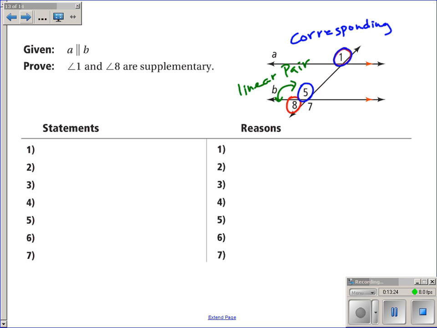So I think that's how the proof will go: 1 and 5 are congruent, and 5 and 8 are a linear pair, and so 1 and 8 must also be supplementary. We'll also probably need to use some algebra to state that they're supplementary. That's kind of where we're going in the proof, and that's why it should be true. So here's our proof. The first statement is our given: A is parallel to B, and the reason is it's given. Our next statement is that angle 1 is congruent to angle 5, by the corresponding angles postulate.